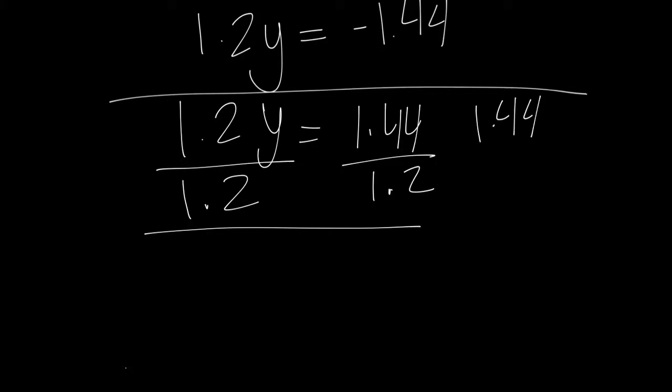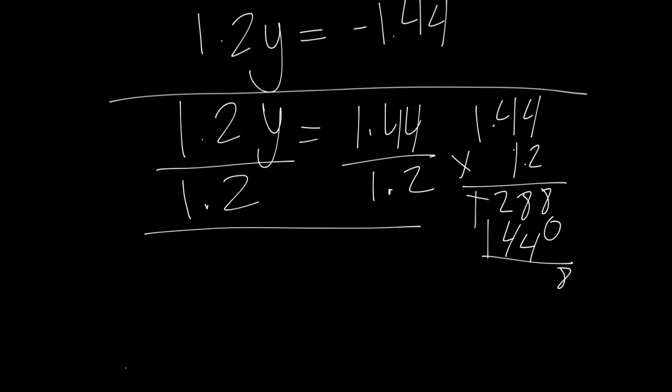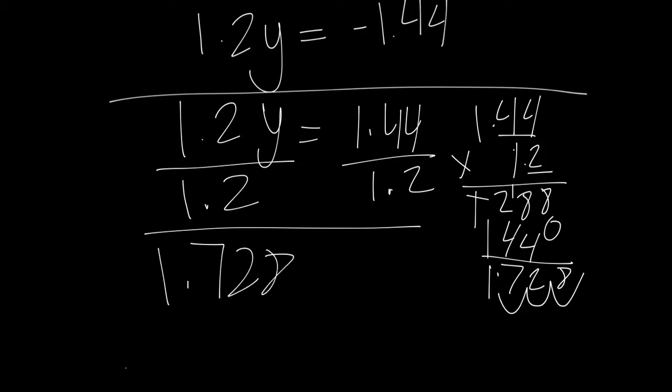1.44 times 1.2. 4 times 2 is 8, and then 2 times 4 is also 8. 2 times 1 is 2, add a 0. 4 times 1 is 4. 4 times 1 is 4. 1 times 1 is 1. Add 8, 8, 9, 10, 11, 12, 7, and 1. So this one has 2 plus 1 is 3 decimal places, so 1, 2, 3. Then your answer would be 1.728.